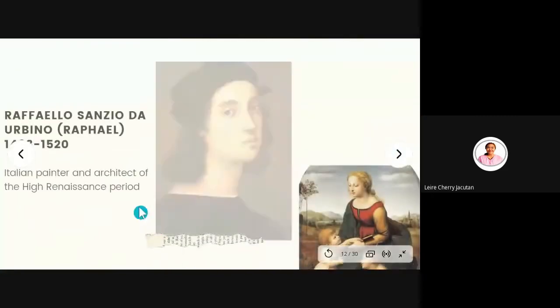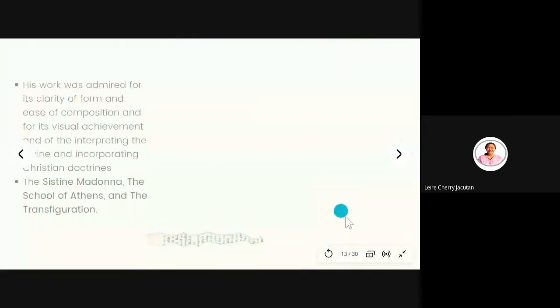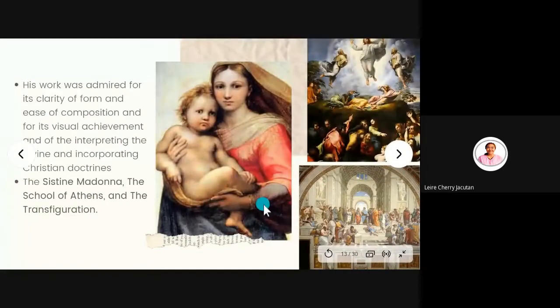Yan. And then we have Raphael. Raphael is an Italian painter and architect of high Renaissance period, meaning itong si Raphael, sumikat siya nung later part na ng Renaissance period. Kaya kung mapapansin natin, yung gawa niya is much more detailed and colorful compared to the other painters. Mas na-develop yung realism kay Raphael kesa dun sa mga nauna sa kanya, kay Michelangelo at saka kay Leonardo da Vinci. Kasi latter part na siya ng Renaissance, kumbaga sumikat.